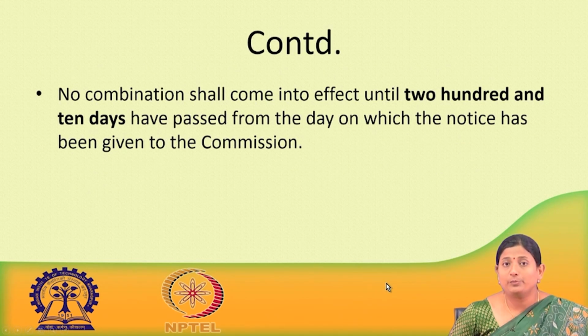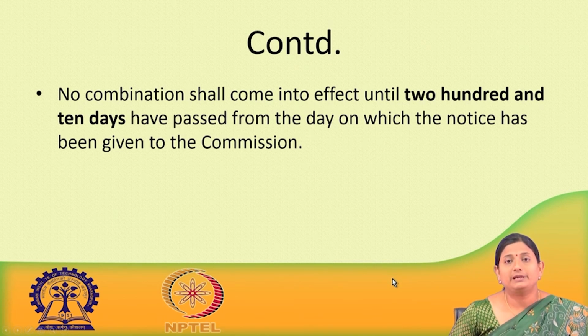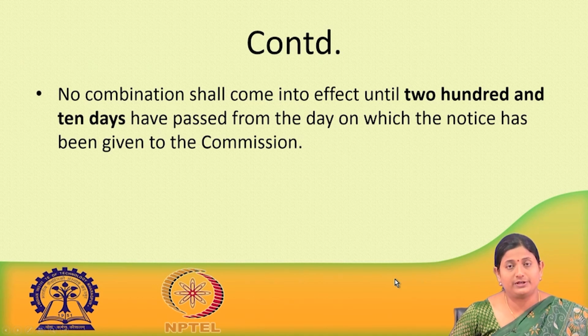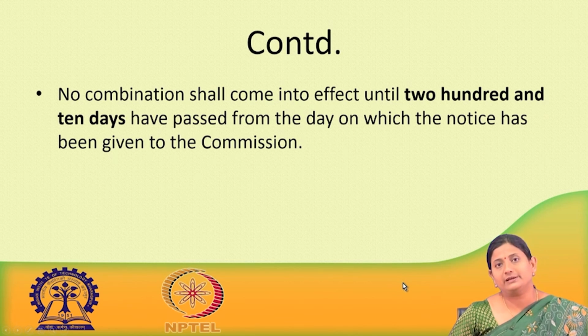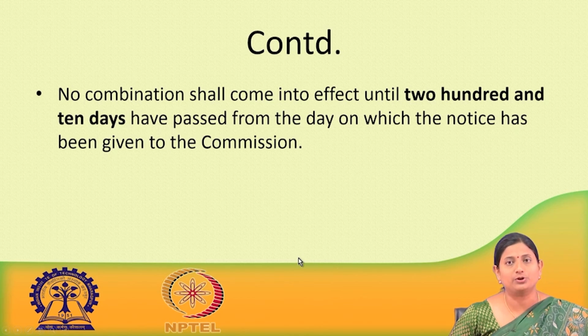After this, no combination shall come into effect until 210 days have passed from the day on which the notice has been given to the Commission. So, within 30 days after the agreement is signed between the two enterprises, they should give the notification to CCI, and until 210 days have passed from the date of notification, no combination should come into effect. So, a combination to be approved by the Competition Commission of India takes 210 days. The minimum time limit for a combination to happen is 210 days, if it meets the criteria laid down in Section 5 of the Competition Act.